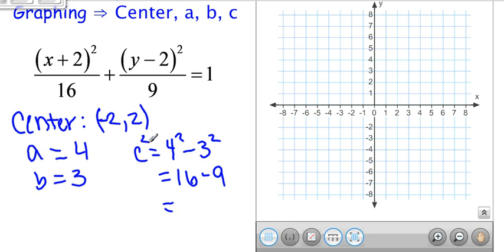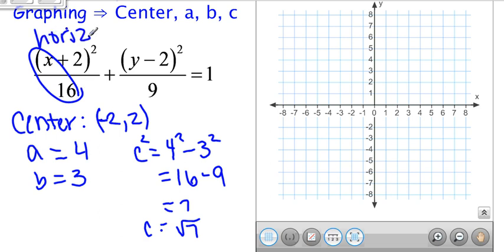This is equaling our c squared, which is 7. So our c is going to be the square root of 7. So we would take the square root of 7 and add and subtract it to, this is a horizontal ellipse, our horizontal value to get our foci in there.